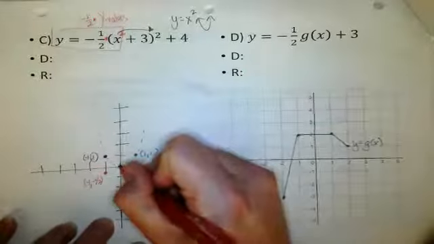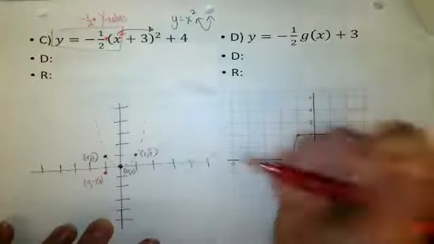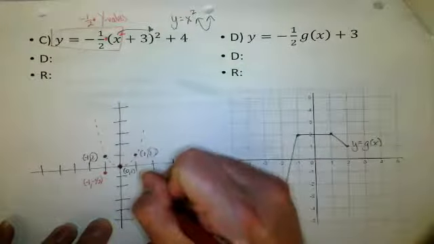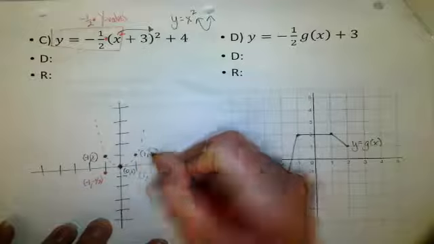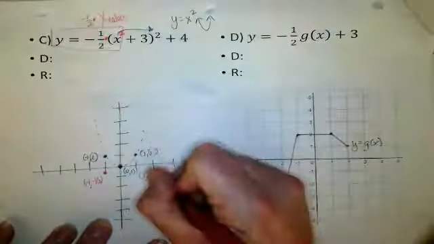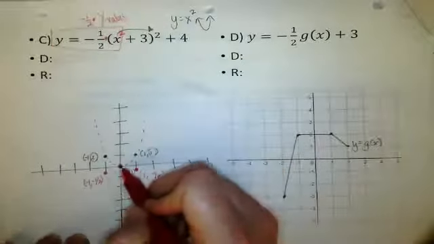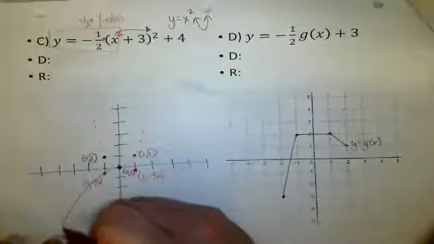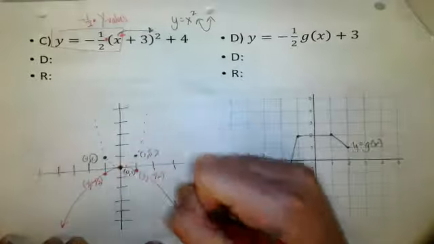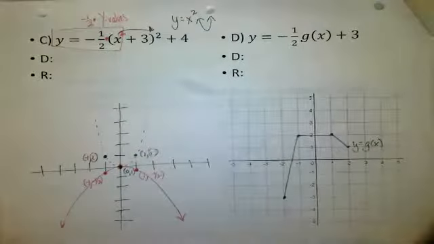0, 0 stays the same. And again, this point 1, 1, the x stays the same. 1 times negative 1/2 becomes negative 1/2. So we have 1, negative 1/2. So it has the effect of making our parabola look a little bit wider. But really, it's just compressing those y values.